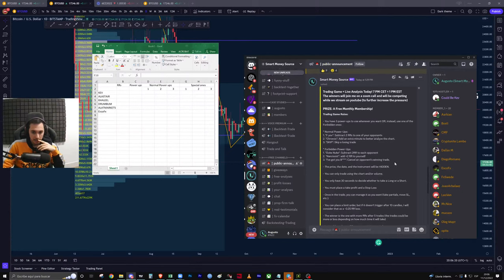And the other part is about the power ups. You can use 3 of the normal power ups, each once. For example, the first one is FU: you can subtract 2 RRs from one of your opponents. The other one is Chronos: add an extra minute to better analyze the chart. Remember, you have 30 seconds, so if you want a very good trade and want to take your time, you can add an extra minute. Or you can skip a losing trade. If you lose a trade and you don't want to lose that one, you can skip it.